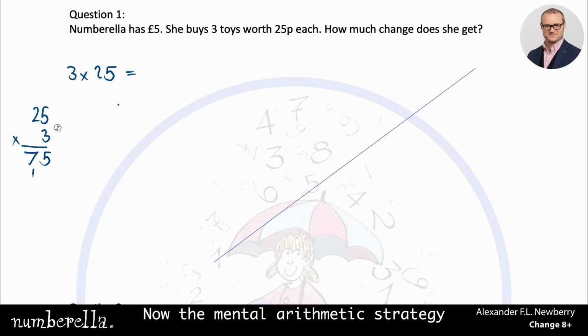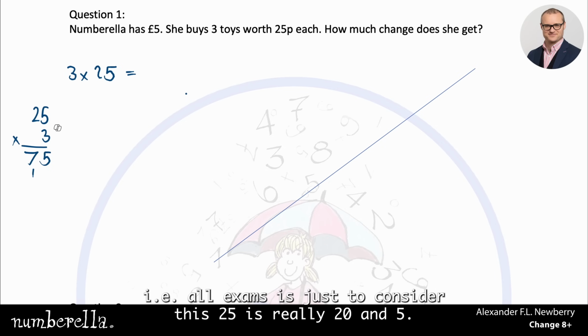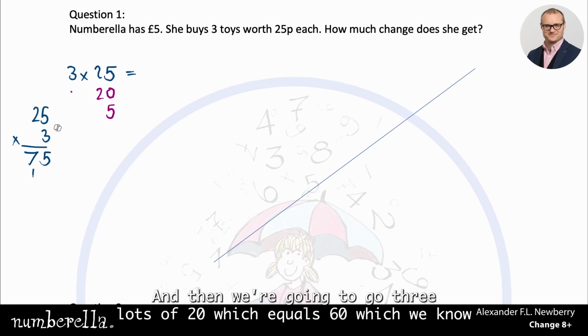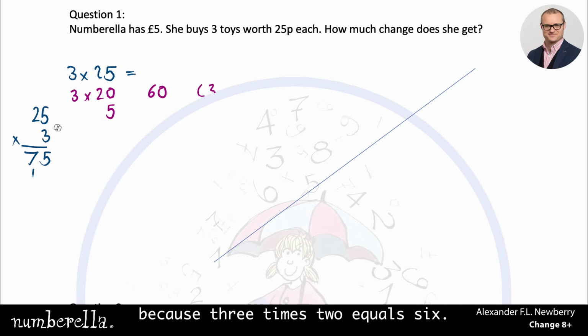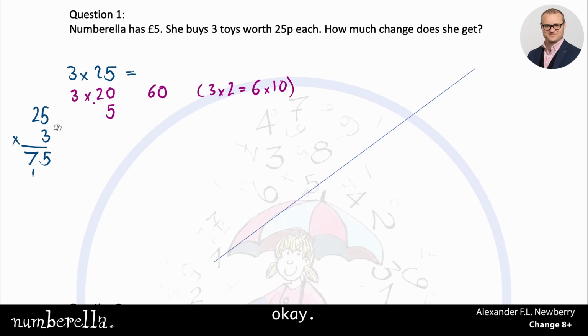Now, the mental arithmetic strategy which I would advise for exams where there's time pressure, i.e. all exams, is just to consider that this 25 is really 20 and 5, and then we're going to go 3 lots of 20, which equals 60, which we know because 3 times 2 equals 6, and then we're just going to multiply that 6 by 10.